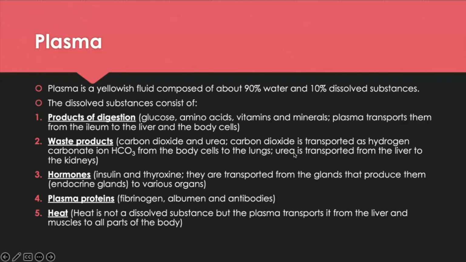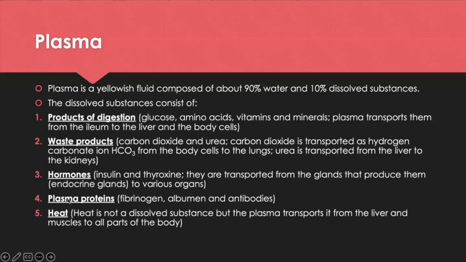Now, mentioning urea sounds familiar to a particular thing we know associated with the kidneys, which is urine. In blood plasma, you also have hormones such as insulin, thyroxine, progesterone, estrogen, testosterone, all of these different hormones. These hormones are transported from the glands that produce them, which are called endocrine glands, to various organs when those organs need those hormones.